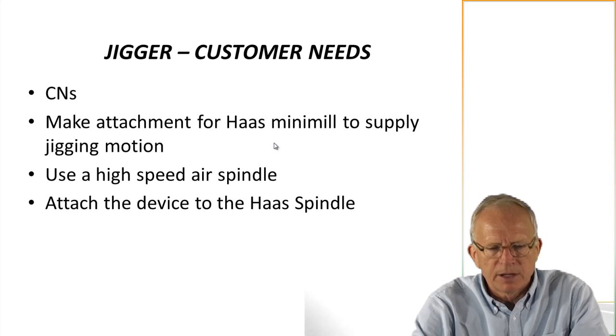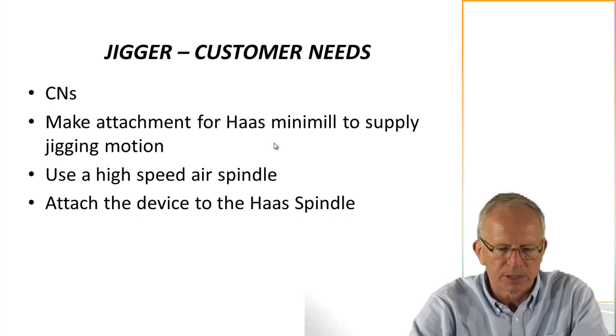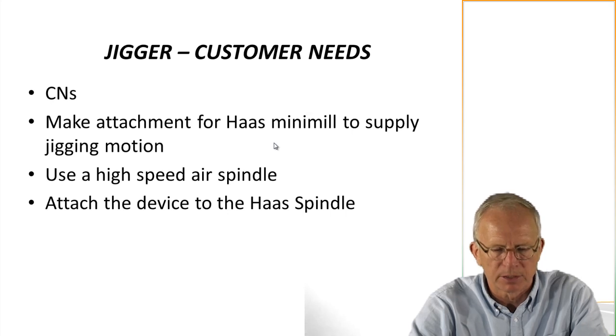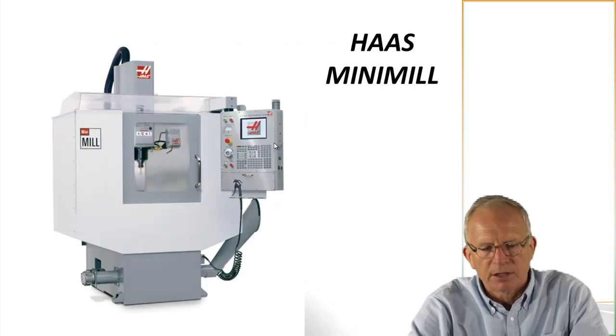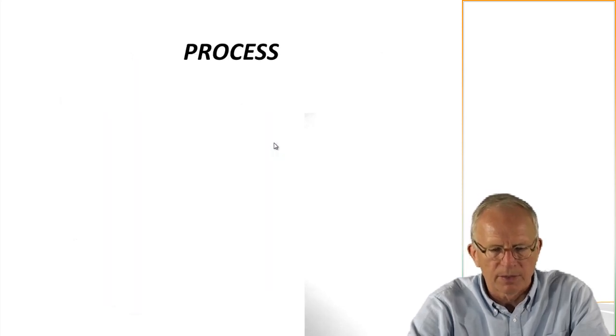But the desire at Saint-Gobain was to make an attachment to go on a Haas mini mill. And the Haas mini mill was going to supply the jigging motion, and then use a high-speed air spindle, and then attach the hold device to the Haas spindle, which wouldn't be turning. So you would get the high-speed rotation from the air spindle because the Haas spindle wasn't fast enough. So here's the Haas mini mill from that era when we were working on that.